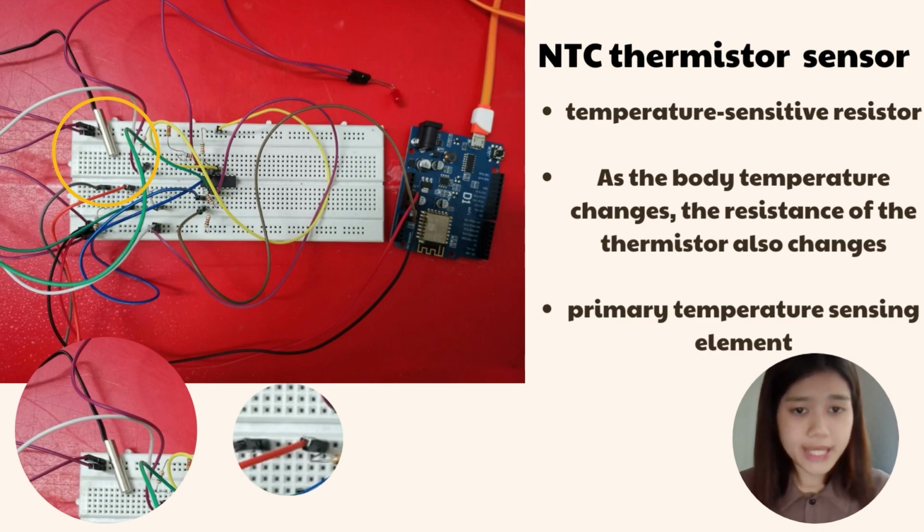Now I'm going to present the first part of our instrumentation system, which is the NTC thermistor sensor. The thermistor sensor is a type of temperature-sensitive resistor that changes its resistance with temperature variation. It is typically placed in contact with the human body to measure body temperature. As the body temperature changes, the resistance of the thermistor also changes, leading to a corresponding variation in voltage output. The thermistor serves as the primary temperature sensing element in the system.